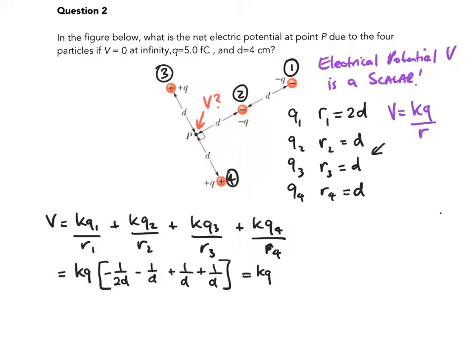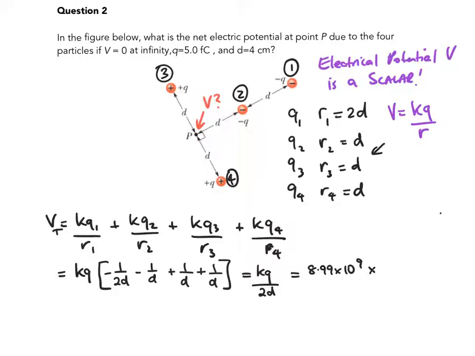KQ on 2D. It's the total potential. I better put a T here for total. Put some numbers in. 8.99 by 10 to the 9. We're getting pretty used to using that constant now.